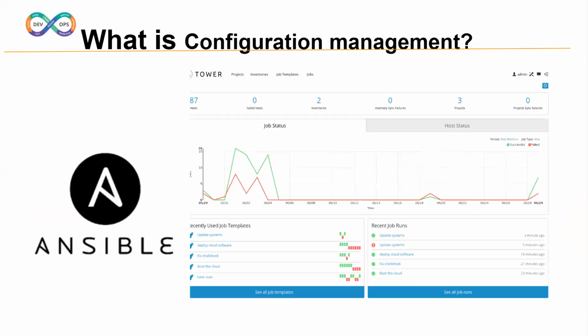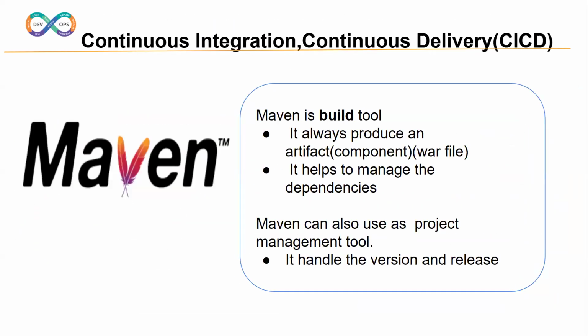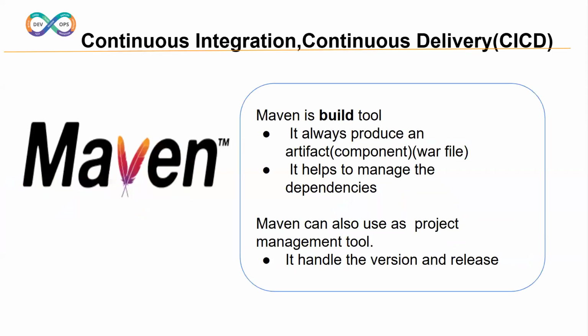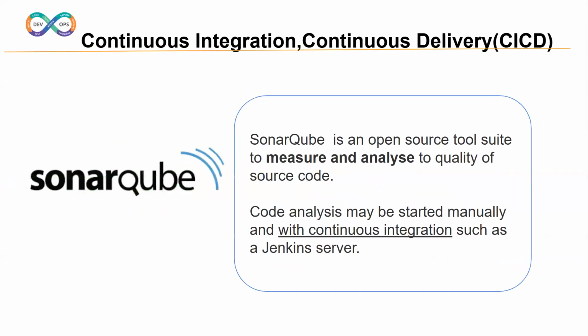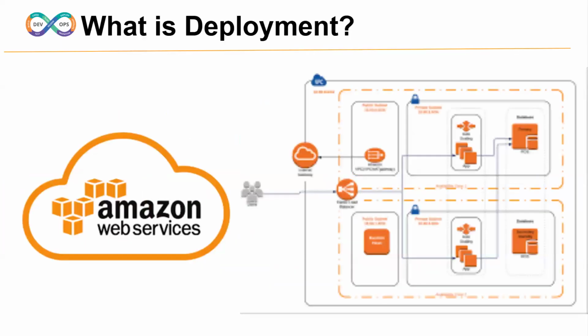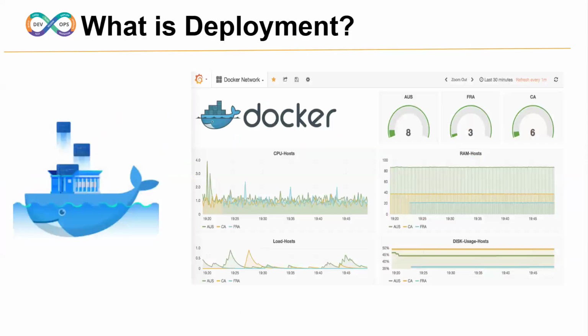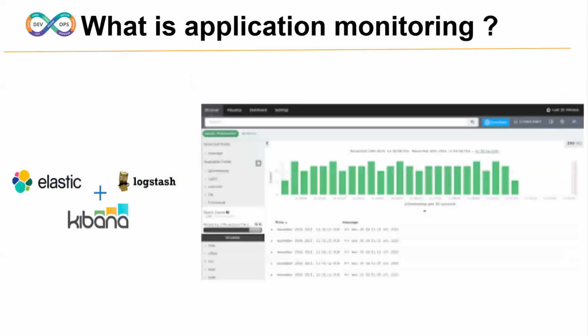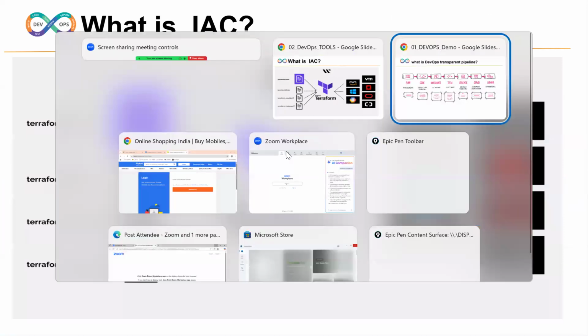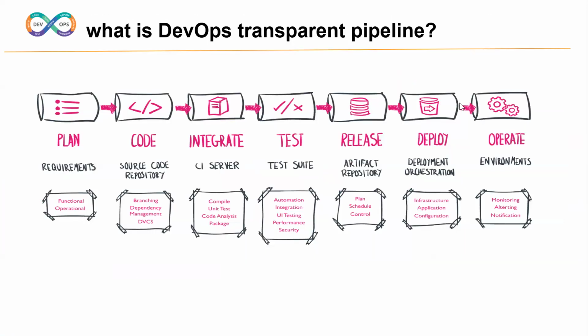With the help of these tools, Git, Maven, Jenkins, JFrog, SonarQube, Ansible, AWS, Docker, Kubernetes, ELK, and Terraform, we are going to implement an automated DevOps transparent pipeline.